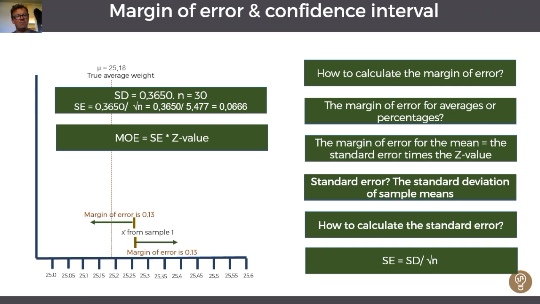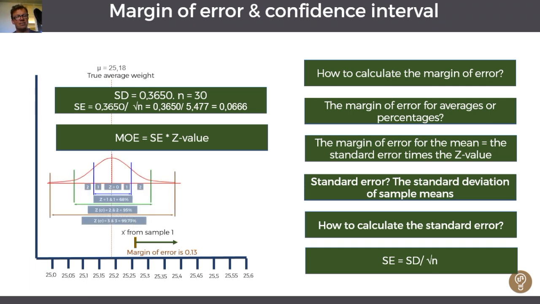How do you know the z-value? Well, you can look it up in the z-table. The table for the standardized normal distribution. So when you want to have a confidence level of 95%, you can look up what the z-value is, and that's 1.96, rounded to 2.